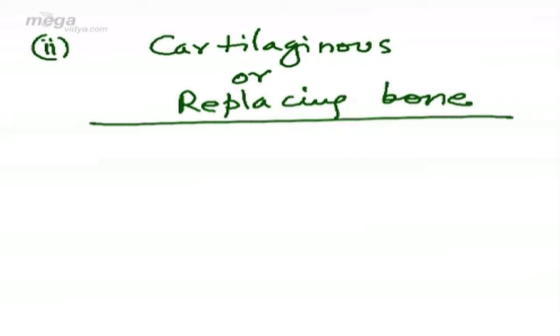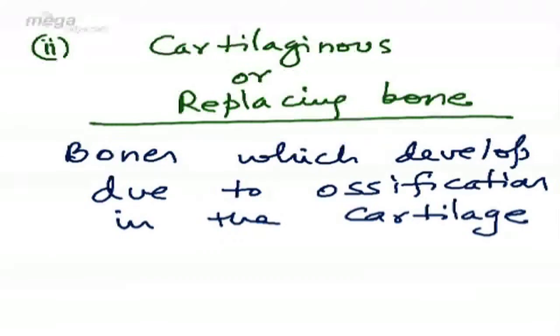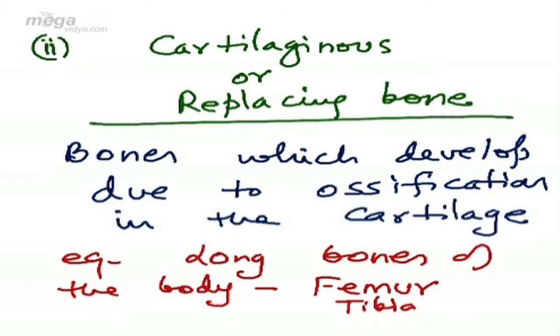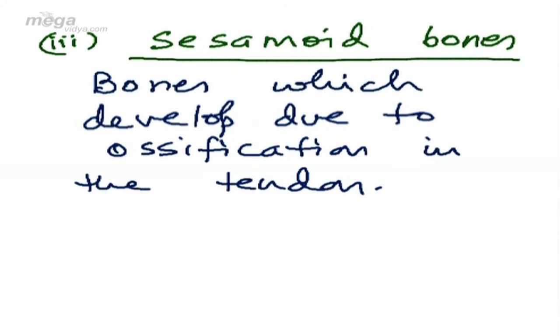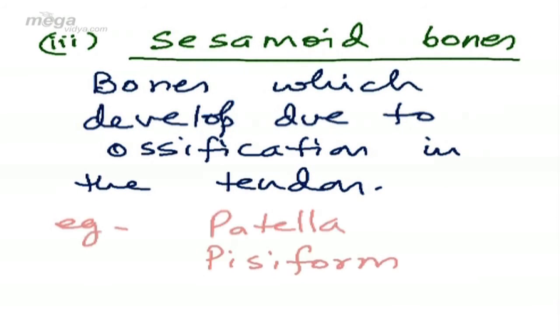Number 2, cartilaginous or replacing bones. Bones which develop due to ossification in the cartilage. Example, long bones of the body like femur, tibia, humerus. Number 3. Sesamoid bones. Bones which develop due to ossification in the tendon. Examples include patella and pisiform.